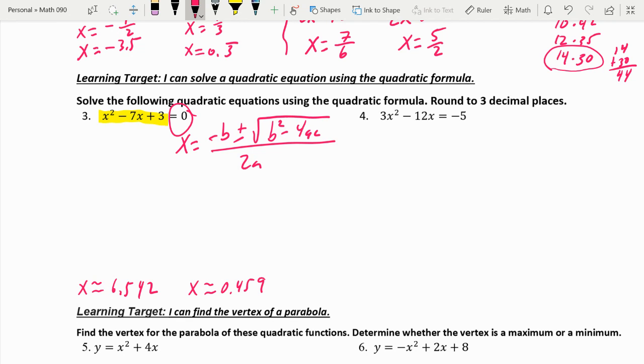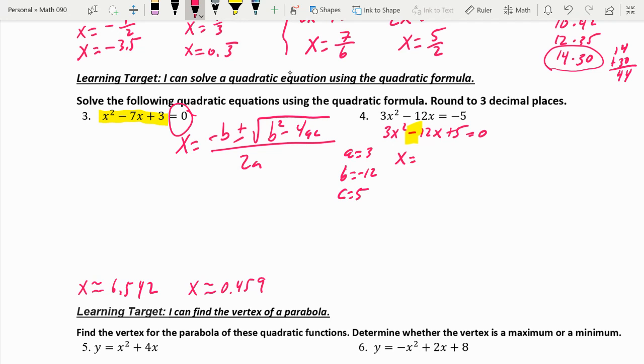All right. So we have to force it to equal 0 because it's not equal to 0. We got to move that negative 5 to the other side. So how do we get rid of it? We add 5 to both sides. So 3x squared minus 12x plus 5 is equal to 0. And now a is equal to 3, b is equal to negative 12. Don't screw that up. Make sure you remember there's a negative sitting there. And then c is equal to 5.